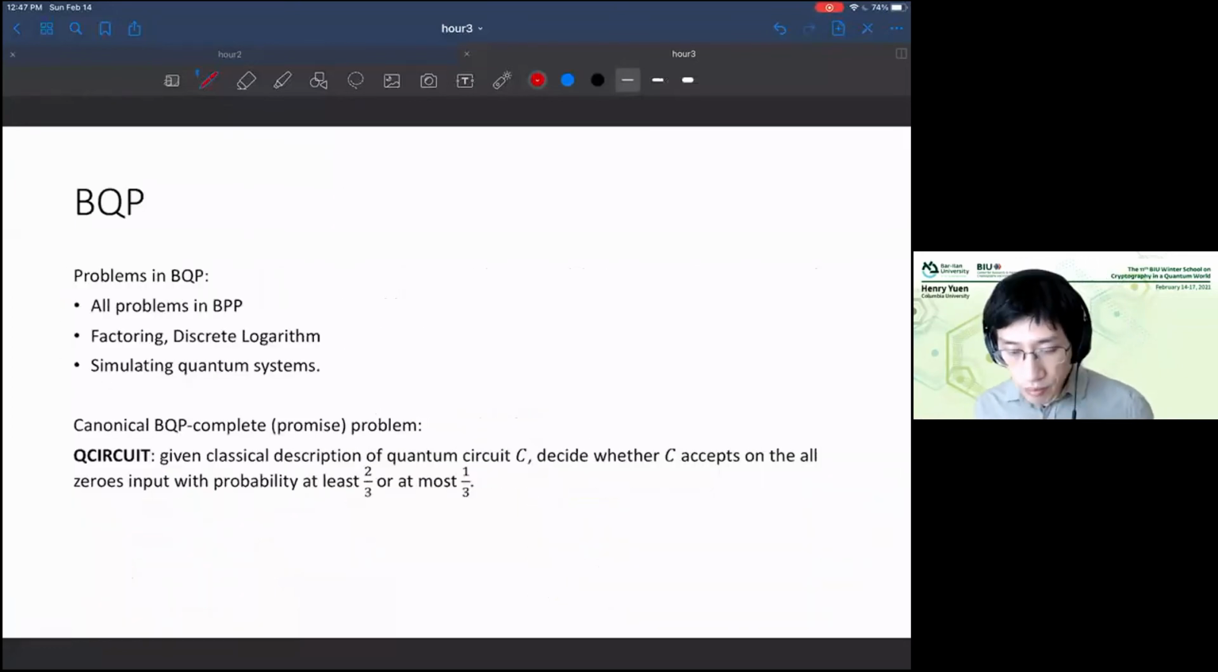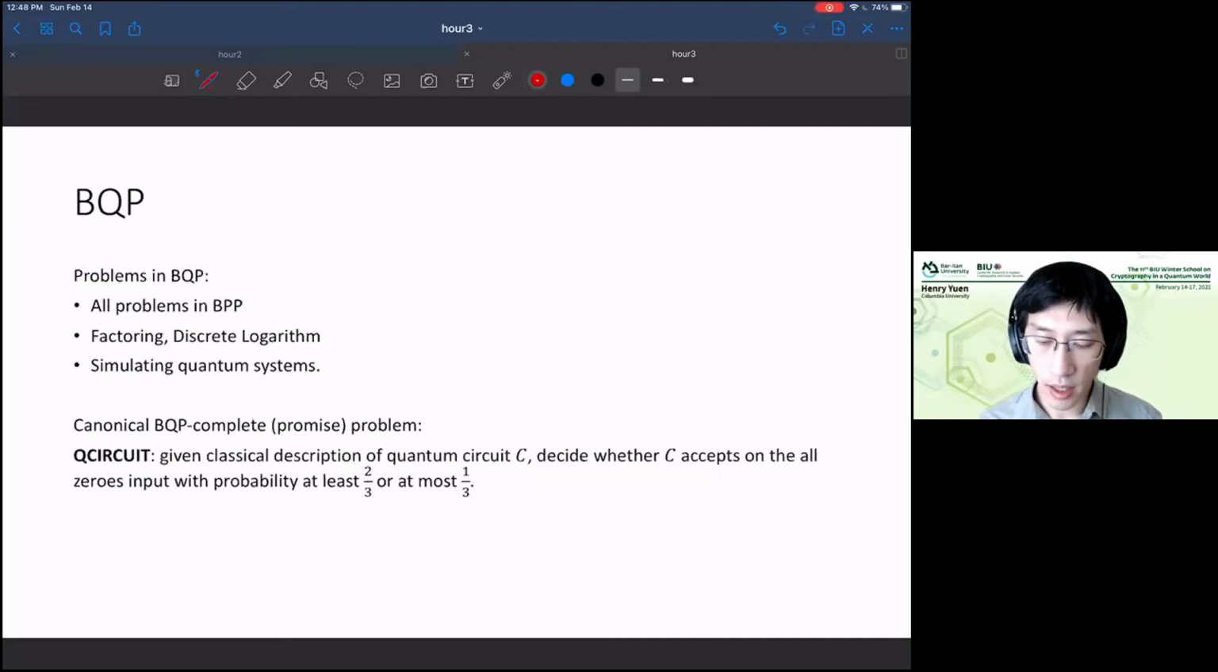Okay, what do we know is in BQP? Well, this is a very interesting question. Certainly all problems in BPP are in BQP. If you can solve it with a randomized classical algorithm, you can solve it with a quantum algorithm. We know that problems like factoring and discrete logarithm are contained in BQP.